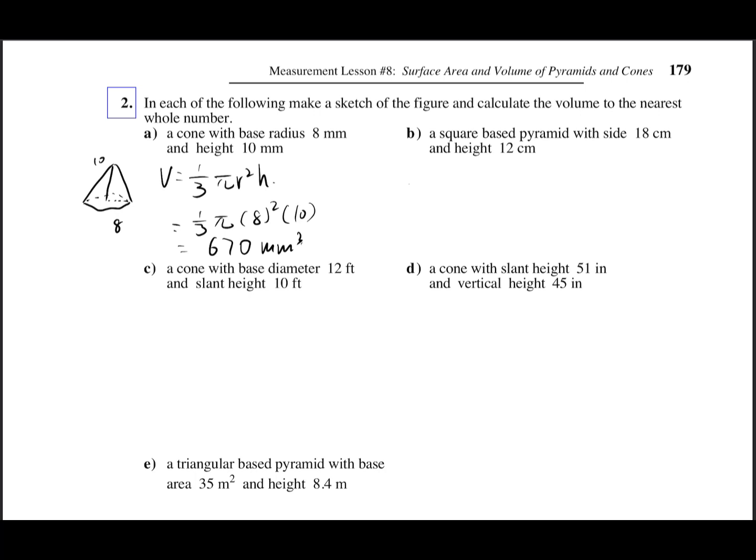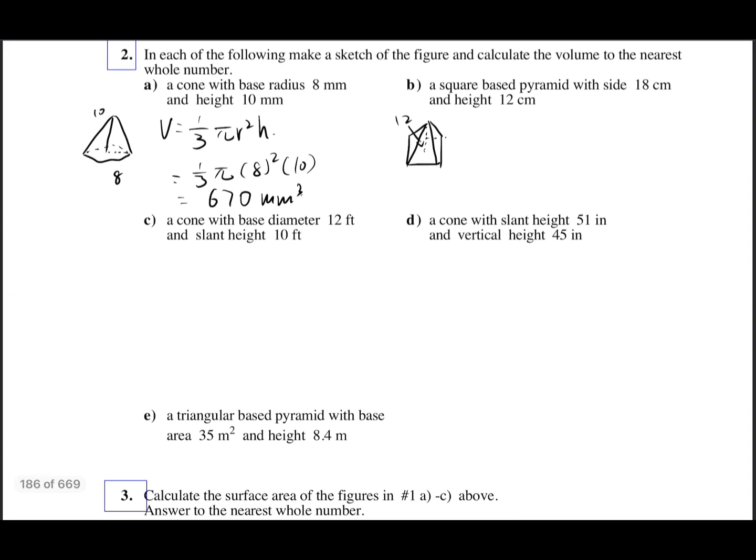B. So the height is 12, which is this one, and the side is 18. So V equals 1/3 the base area times height, so it's 1/3 times 18 squared times 12, and equals 1296.